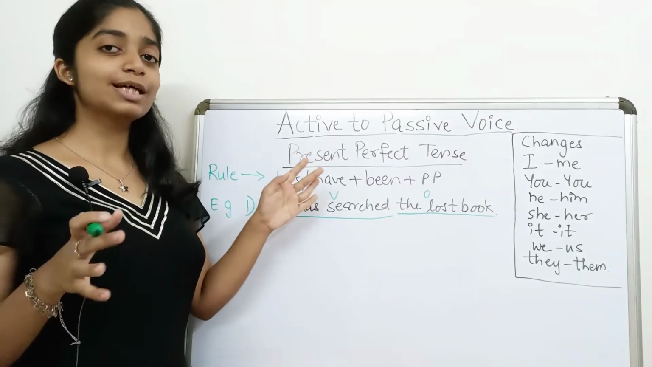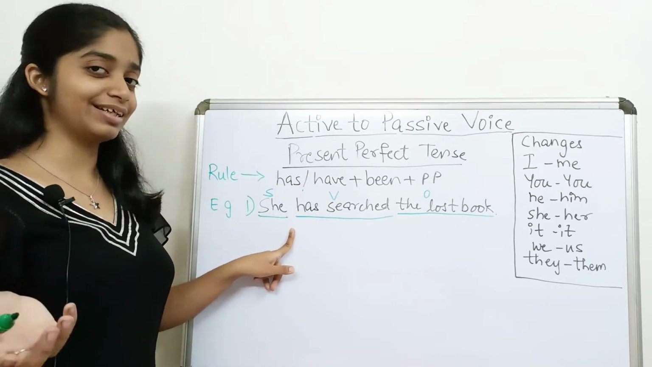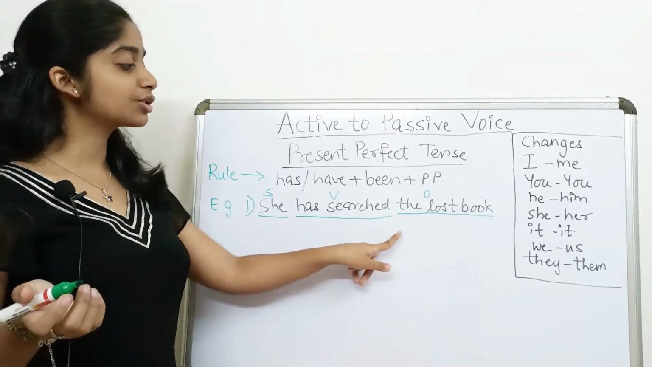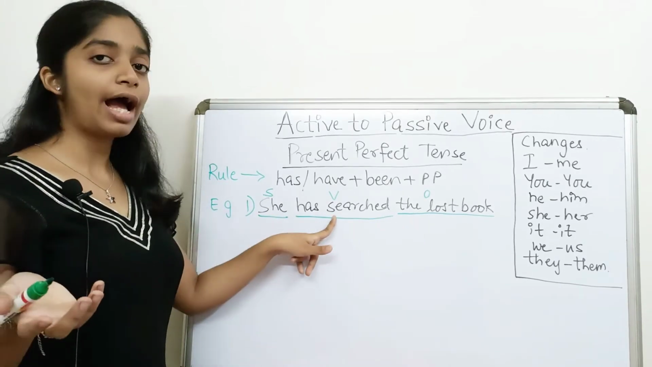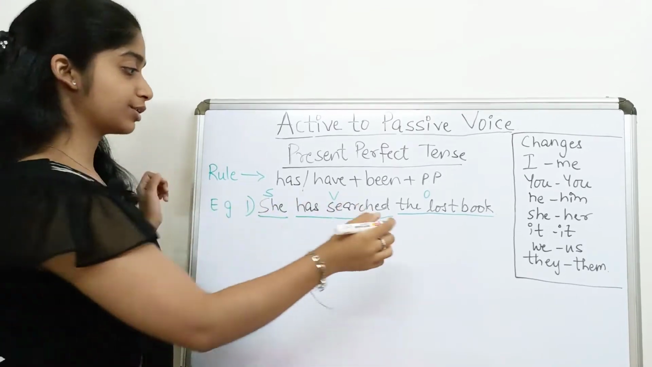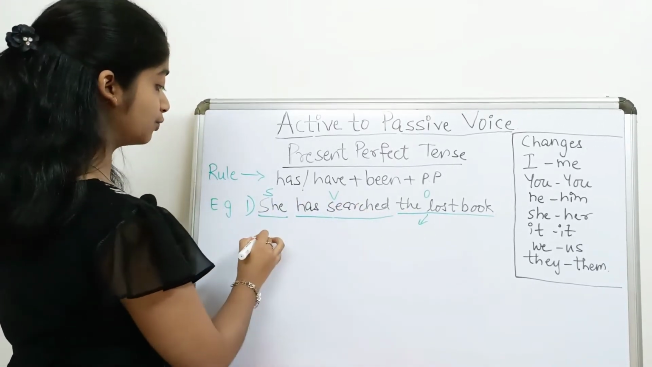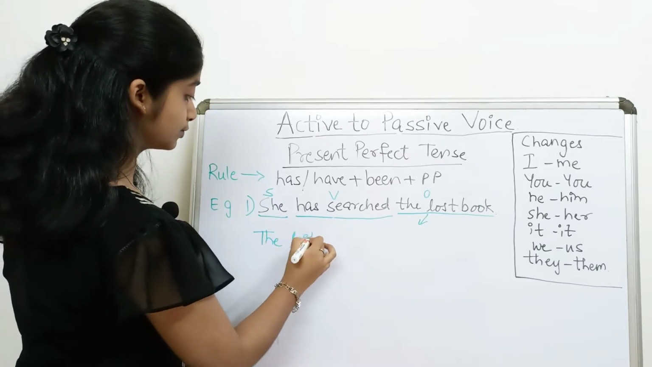Coming to the present perfect tense. Here is the rule and here is the given sentence. She has searched the lost book. So she is the subject, has searched is the verb, and the lost book will be the object. So the object will come at the first, the lost book.